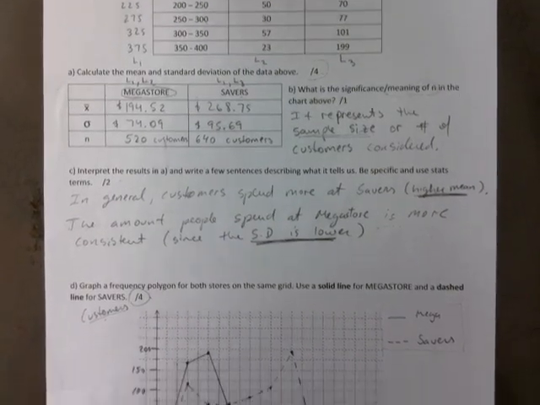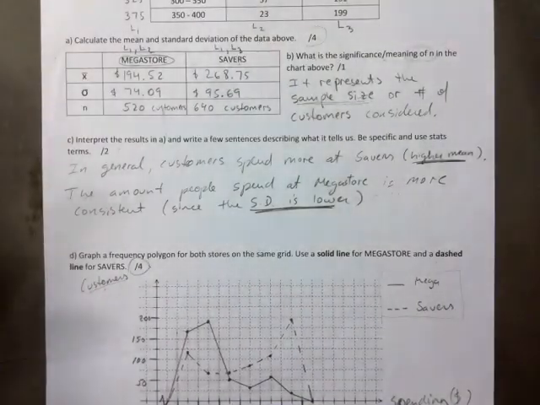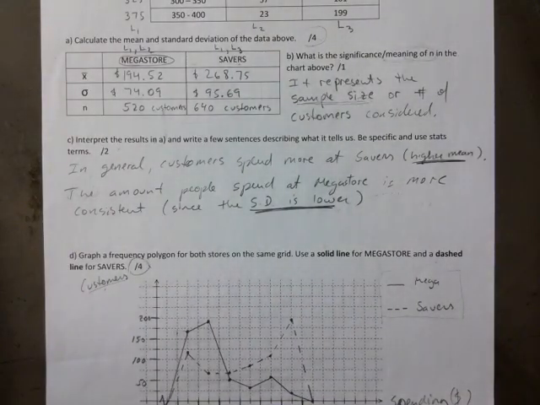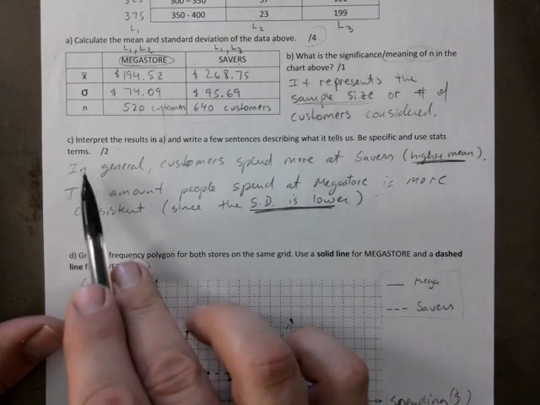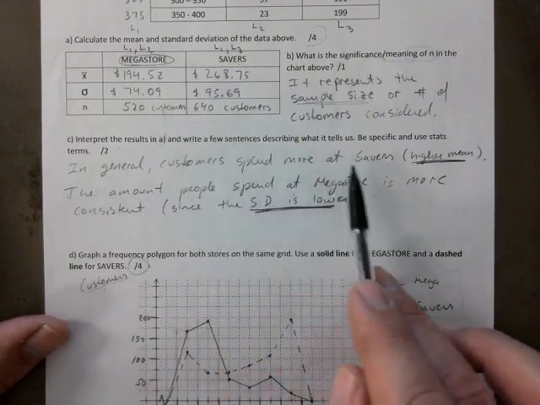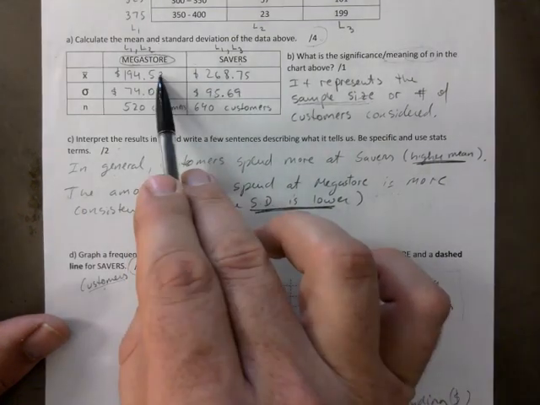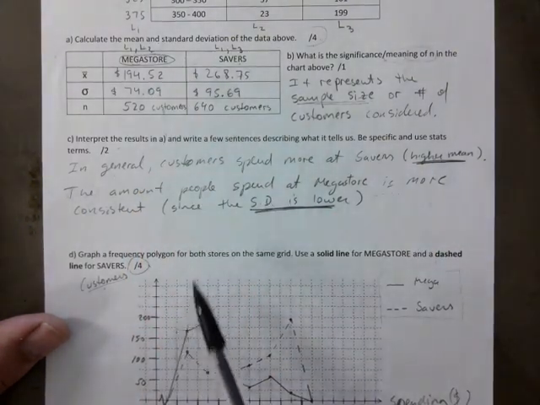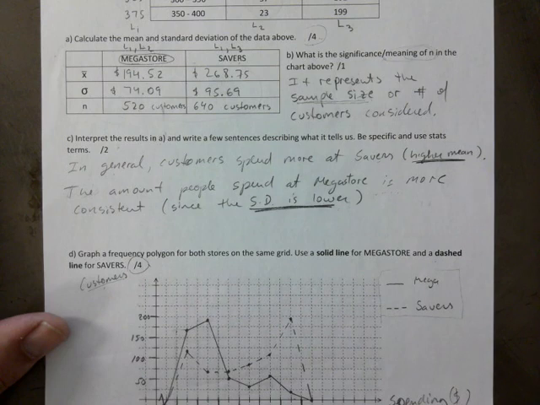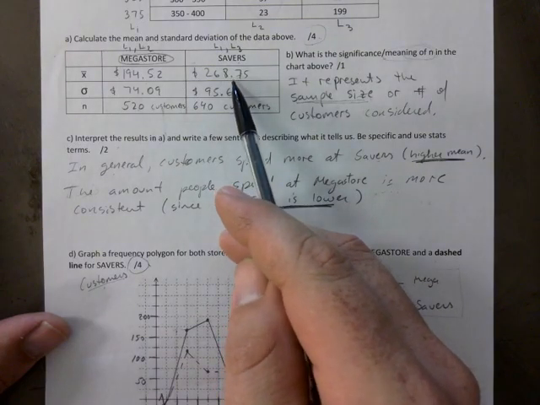We're good? So much fun, eh, dealing with stats. Interpret the results in A and write a few sentences describing what it tells us. Be specific, use stats terms. So we can say that in general, customers spend more at Savers because it has a higher mean, right? We can clearly tell. In general, overall, if you were to spread the amount into each customer that came to the store, we would say yes, they spend more.